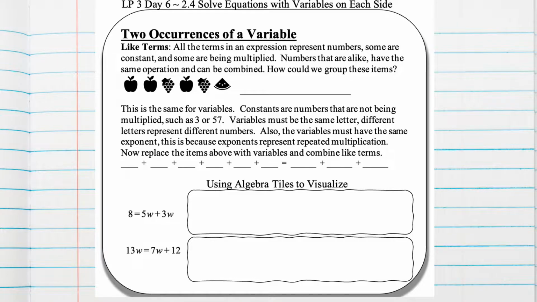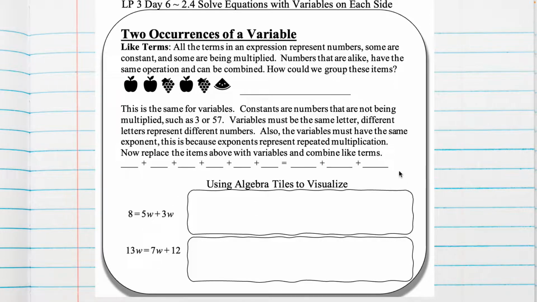Okay, so now we're going to take a look at occurrences of variables. When we have two occurrences of variables, and just in general, we're going to review like terms really quick, because that's a very big piece of the mathematics as we move forward, especially as we're moving into algebra. We need to understand what like terms mean. So we'll go over that first, and then I'm going to show you how to visualize with algebra tiles.